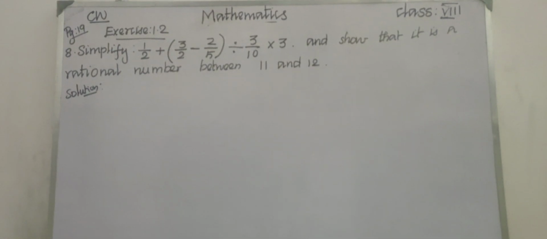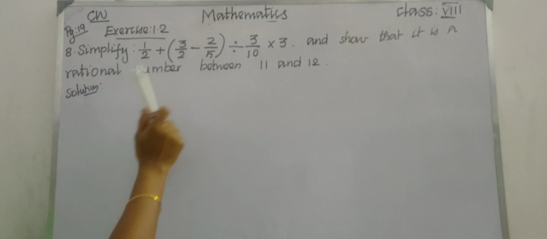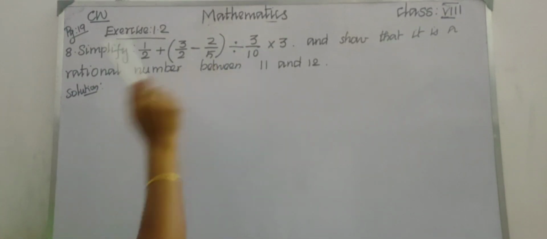Hello children, we have completed up to the 7th sum in exercise 1.2, right? So, let us see the 8th question in exercise 1.2. Take your classwork notebook, put today's date, and write exercise 1.2, 8th question. Write the question, let us read the question. Simplify 1 upon 2 plus 3 upon 2 minus 2 upon 5 divided by 3 upon 10 into 3.